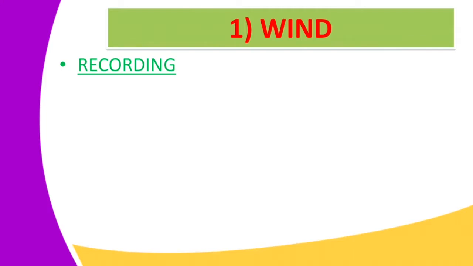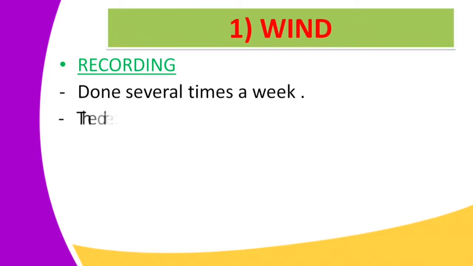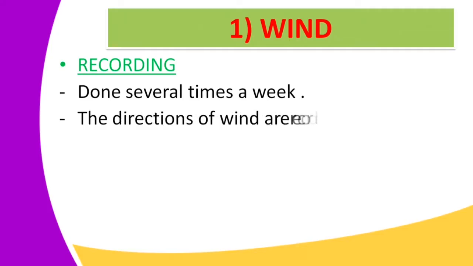So we can say that wind is moving air. Heading on to the recording. The recording of wind is done several times in a week. This is because wind keeps on changing from one direction to another. It also keeps on changing its intensity, and it can blow from one place to another. So it is done several times in a week, and the directions of wind are recorded in a wind rose.